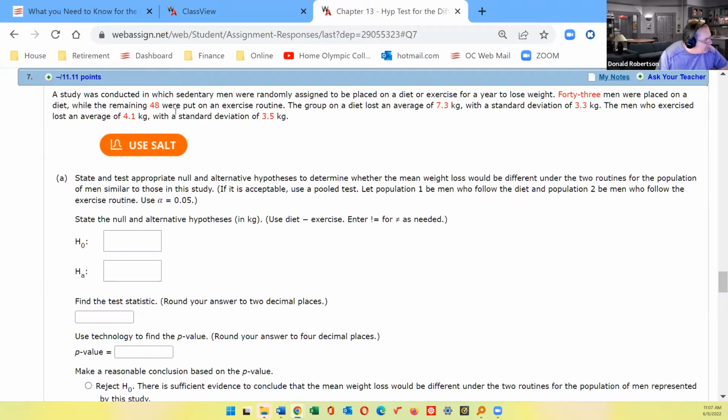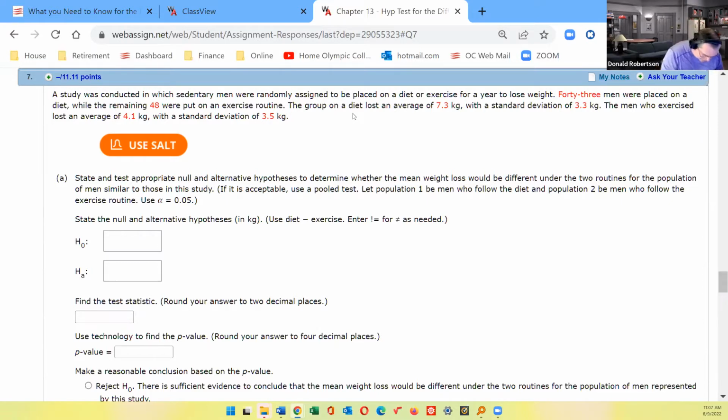So a study was conducted in which sedentary men, that's couch potatoes to me and you, were randomly selected and assigned to be placed on a diet or on an exercise for a year to lose weight. So they're going to see whether diet or exercise, which one of them is best at losing weight. Obviously, a combination of them would be even better, but that wasn't the choice.